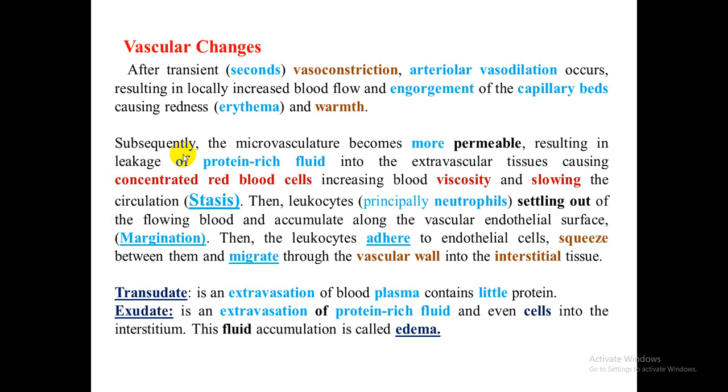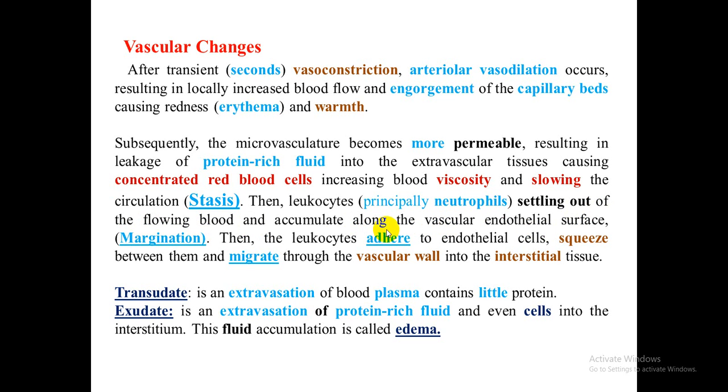After extravasation of plasma fluid or protein-rich fluid from the vessels into the adjacent extravascular tissue, the RBCs will become concentrated inside the blood vessels, and concentrated RBCs will result in increased blood viscosity, and the blood viscosity will lead to slowing of circulation or stasis. Then leukocytes, principally neutrophils at the early stage, will settle out of the flowing blood and accumulate along the vascular endothelial surface.